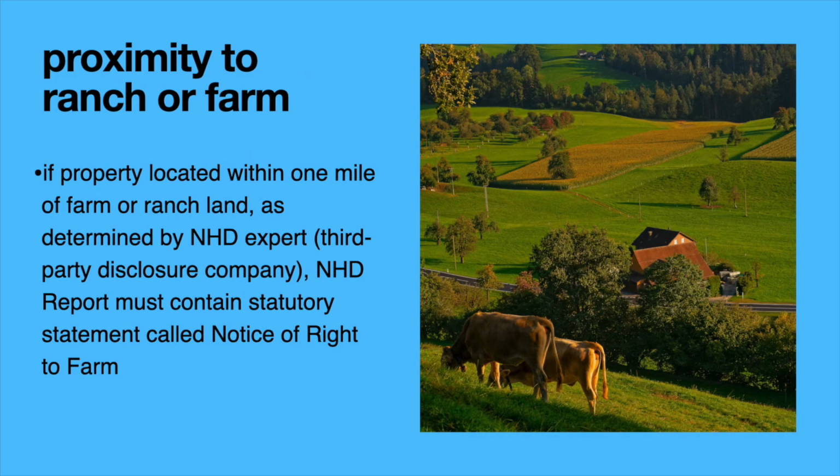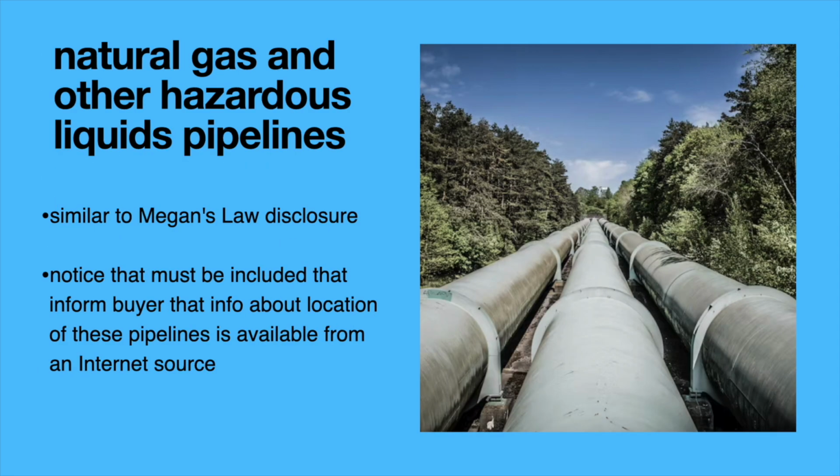Proximity to a ranch or farm. If the property is located within 1 mile of farm or ranch land, as determined by an NHD expert, a third-party disclosure company, the NHDR must contain a statutory statement called the Notice of Right to Farm. Natural gas and other hazardous liquids pipelines. Similar to the Megan's Law disclosure, this is a notice that must be included that informs the buyer that the information about the location of these pipelines is available from an internet source.